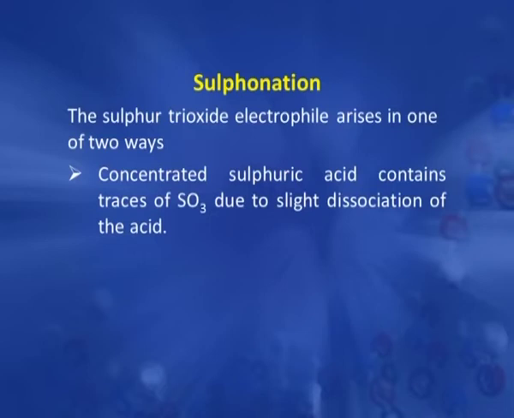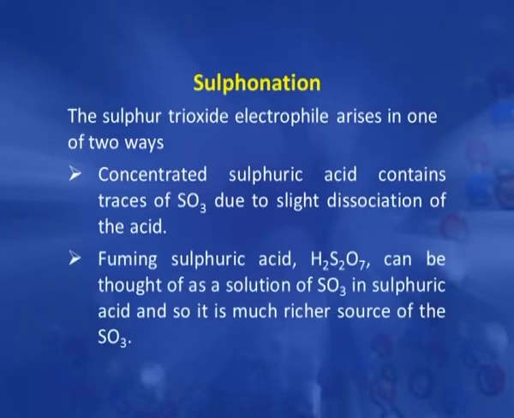So, that is why the reaction is slow with concentrated sulfuric acid. But fuming sulfuric acid is a mixture of concentrated sulfuric acid and sulfur trioxide, and that has a high concentration of sulfur trioxide. So, it can be a good source of our electrophile. That is why the reaction is fast with fuming sulfuric acid.